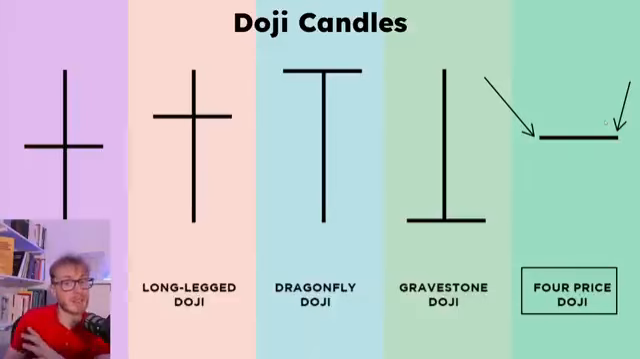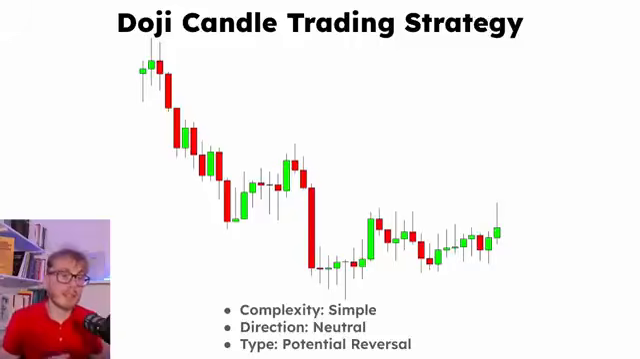So this is one of these candles that definitely signal uncertainty, and often when you see a 4 price doji, they often indicate that this is something we actually don't want to trade. Alright, so now let's take a look at how we can trade using the doji candle.